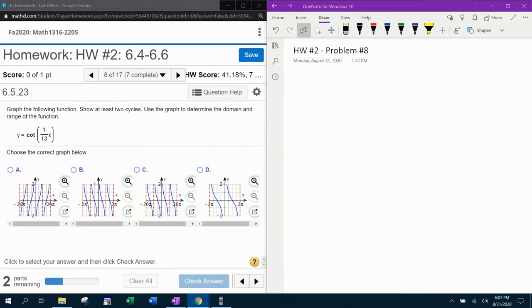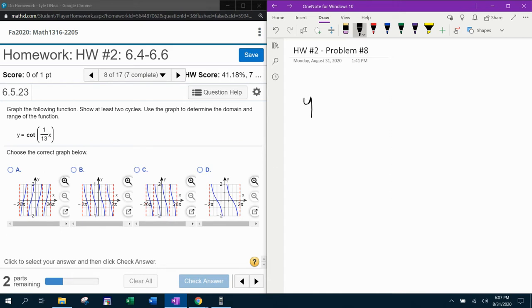All right, here we go. Question number 8 from our 1316 homework number 2 in MyLab Math wants us to graph the following function, show at least 2 cycles, and use the graph to determine the domain and range of the function. So the first thing I'm going to do is recopy this equation over here.